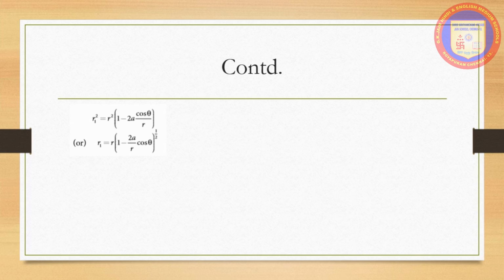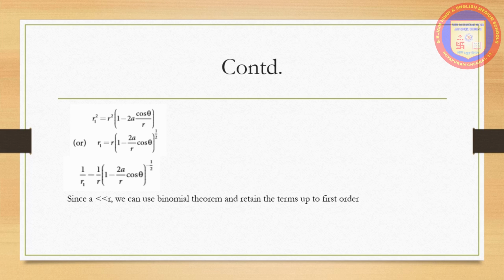Taking the inverse of it, 1 by R1 is equal to 1 by R into 1 minus 2A by R into cos theta, the whole power minus 1 by 2. So using the binomial theorem and retaining the term up to the first order, 1 by R1 is equal to 1 by R into 1 plus A by R cos theta.